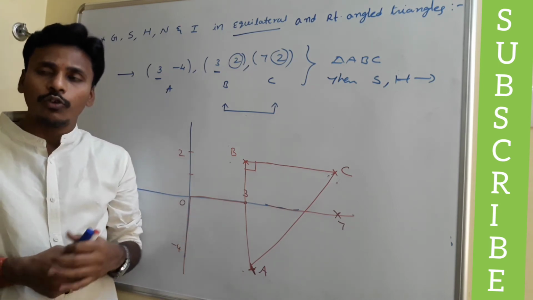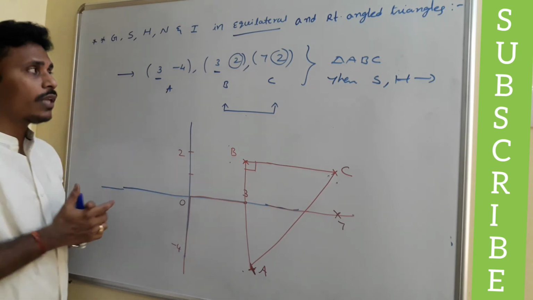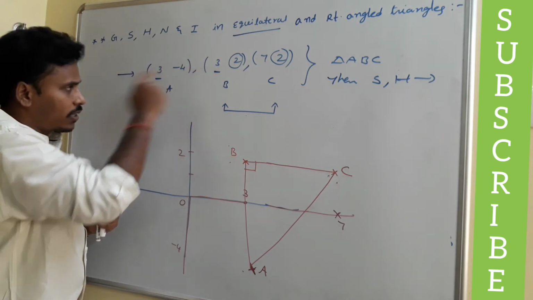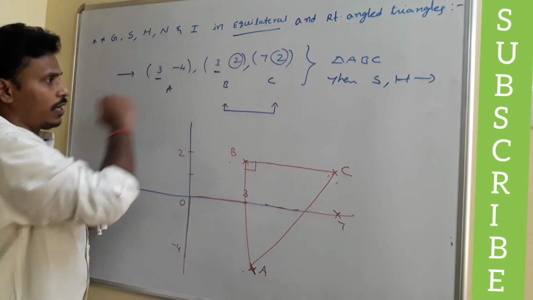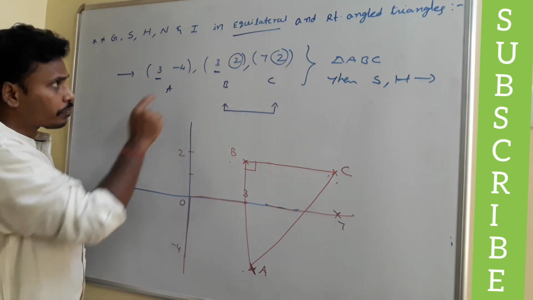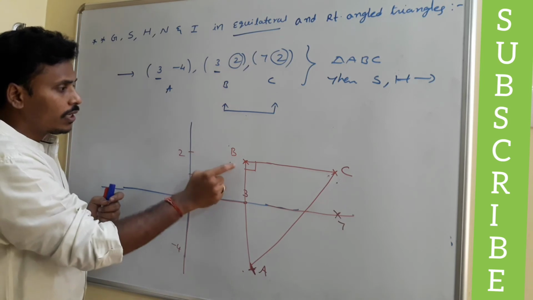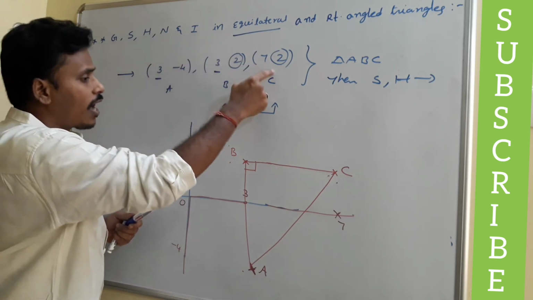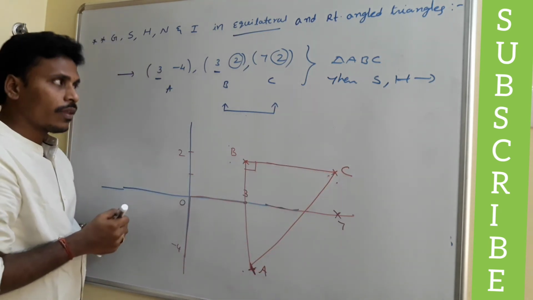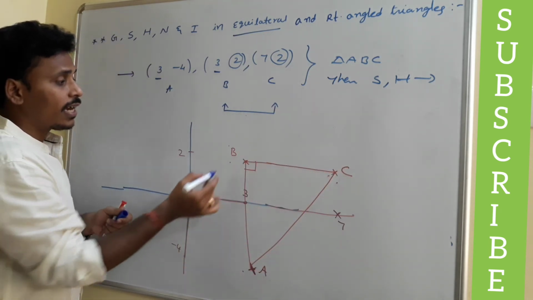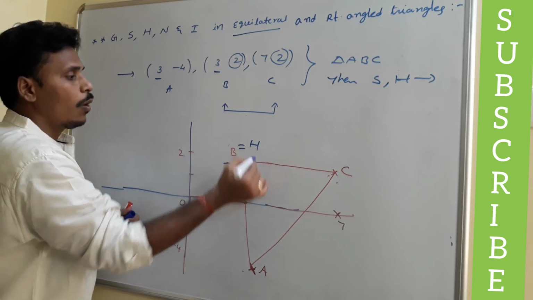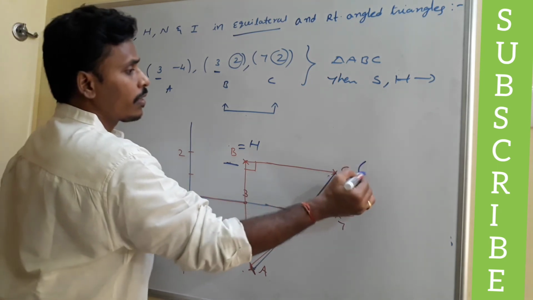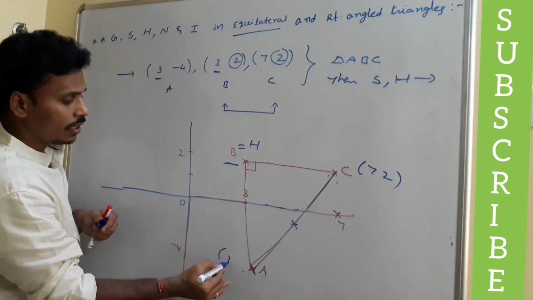How do you have to observe? See, first of all, observe the x coordinates of any 2 vertices. The x coordinate is the same for these 2 vertices, the y coordinate is the same for these 2 vertices, right? Then in that case, this common vertex 3 comma 2 is B, the right angle vertex, and 3 comma minus 4 and 7 comma 2 form the hypotenuse. Then directly you will say that the orthocenter is this B, whereas the circumcenter is the midpoint of this line. C is 7 comma 2, A is 3 comma minus 4.